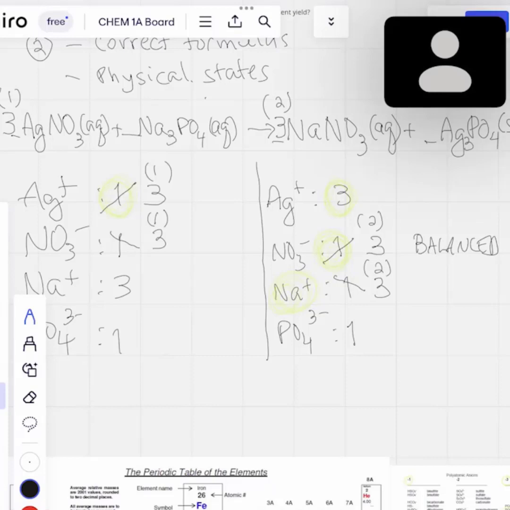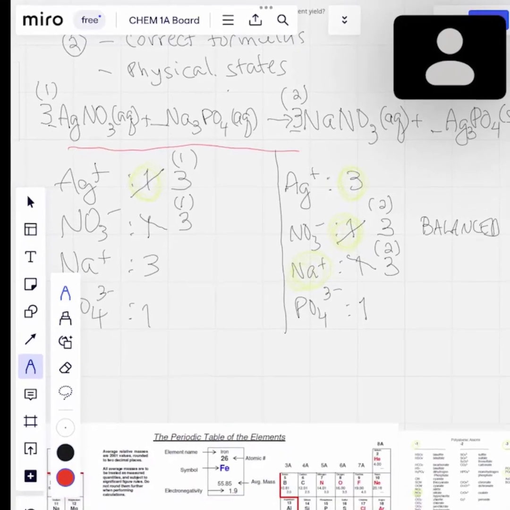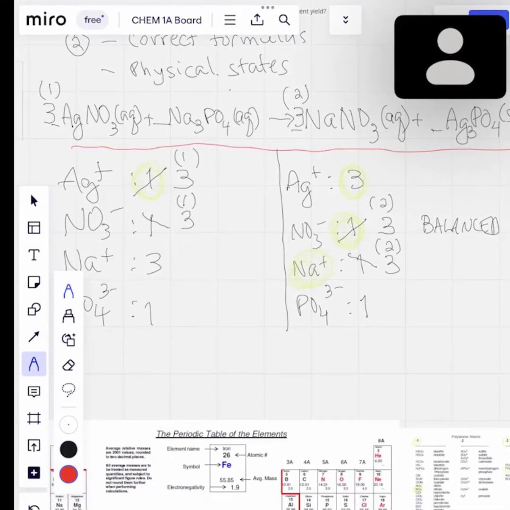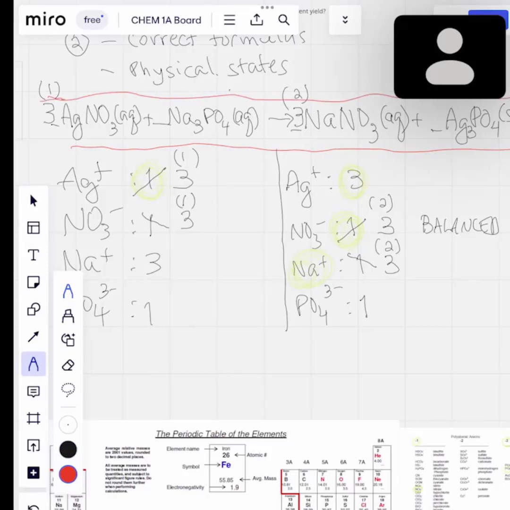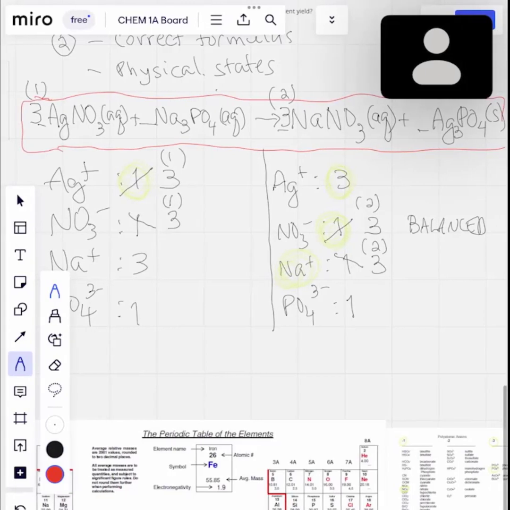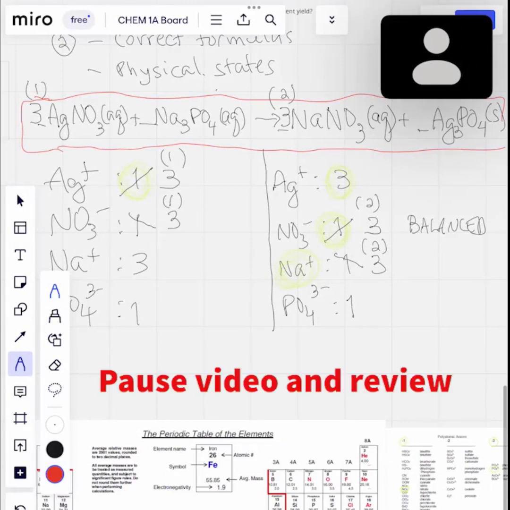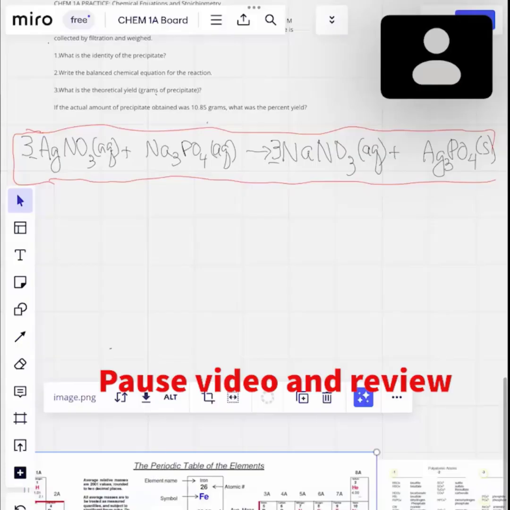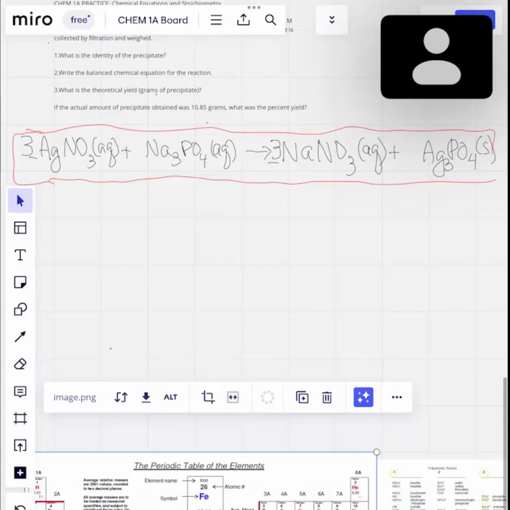Up here. And over here, we have our balanced equation. And we're going to use that one for the next step in the procedure. Okay, we have our balanced equation in there. Again, I apologize for my poor handwriting, but I never said I'm a good calligrapher.